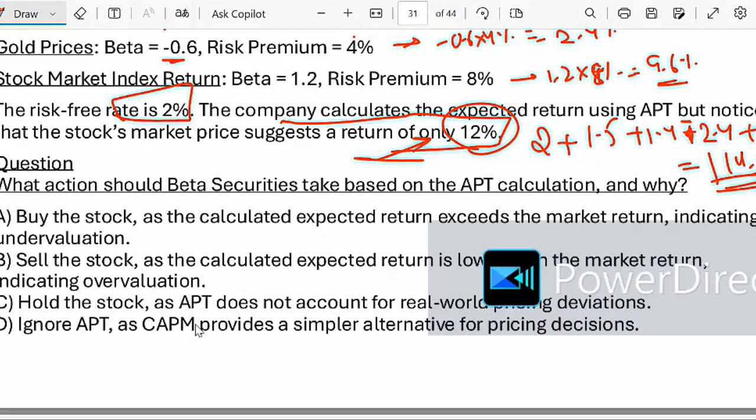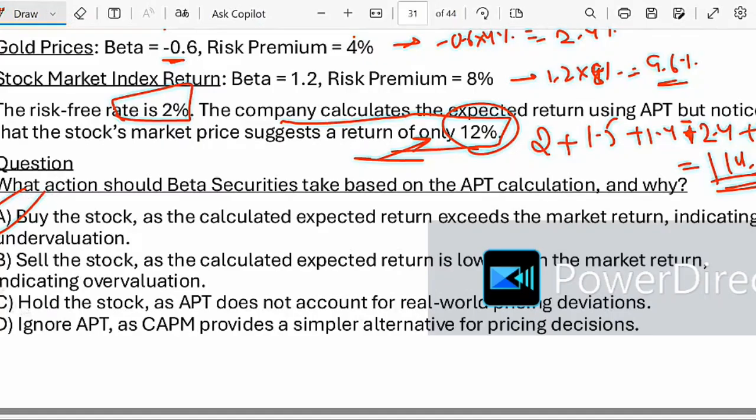So basically, this stock is undervalued. Valuation is less as per the market. The correct valuation should be 14.6%, but the market is only saying 12%. So whenever a stock is undervalued, what should you do? You should buy the stock or you should sell the stock. Just waiting for your answer. This is what an arbitrage opportunity is. Yes, option number A, very good. You should buy the stock. Yes, this is what you should do, because you should buy the stock as it is undervalued.